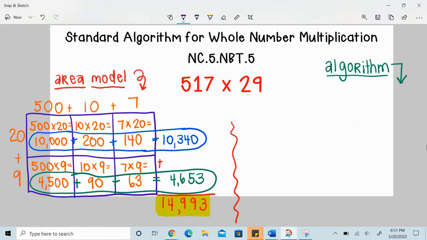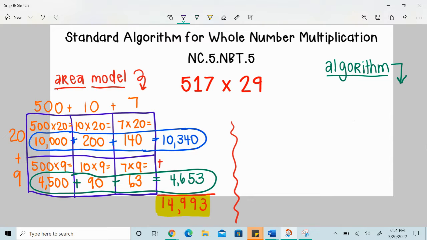In this video, we'll take a look at using a standard algorithm for whole number multiplication. Recall that the students have been using an area model to visualize the components of the product, and we talked about how eventually this will allow students to connect partial products to an efficient algorithm, and that's what we are going to take a look at in this video. On the left-hand side of the screen, you see a completed area model for multiplying 517 times 29. We're going to walk through using an algorithm to solve the same problem, and then we'll take a look at the connections between the two.